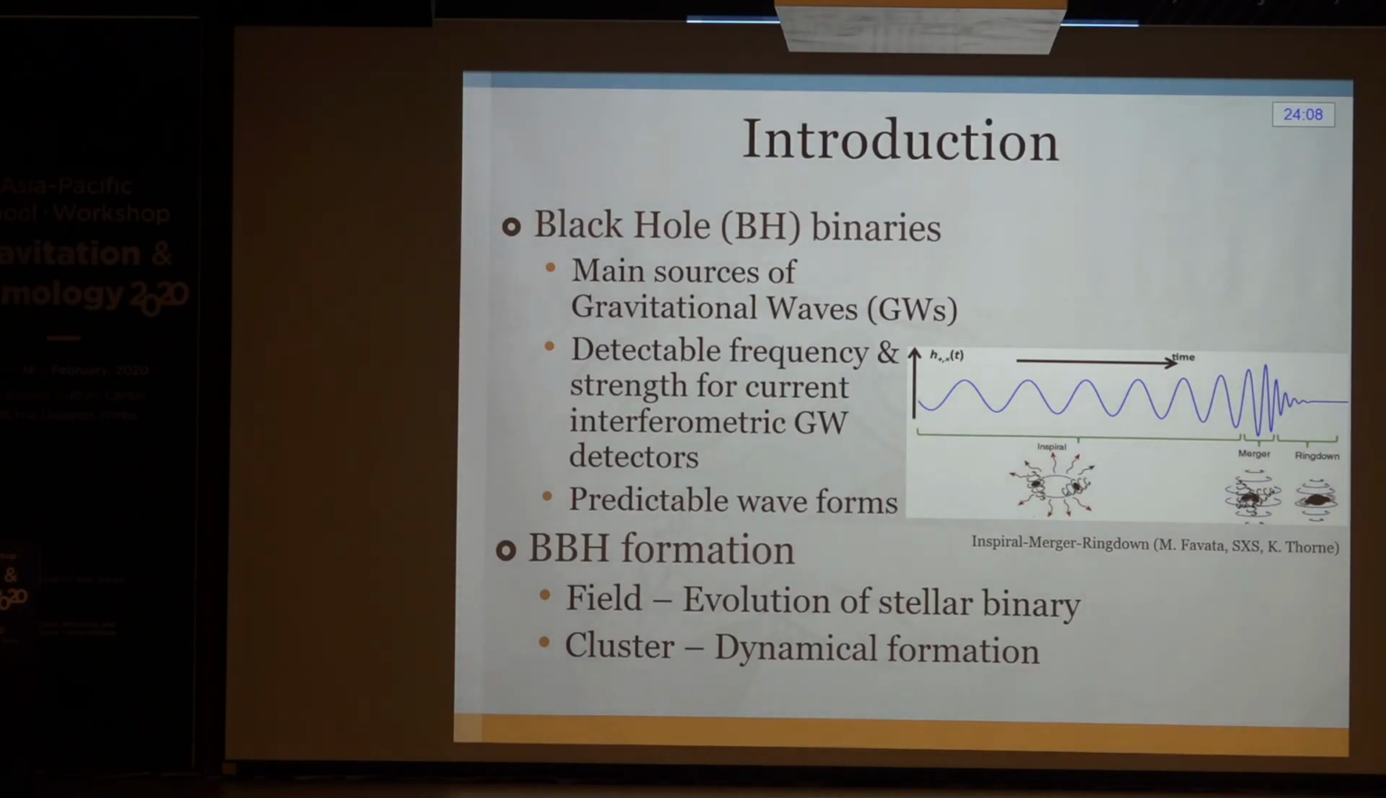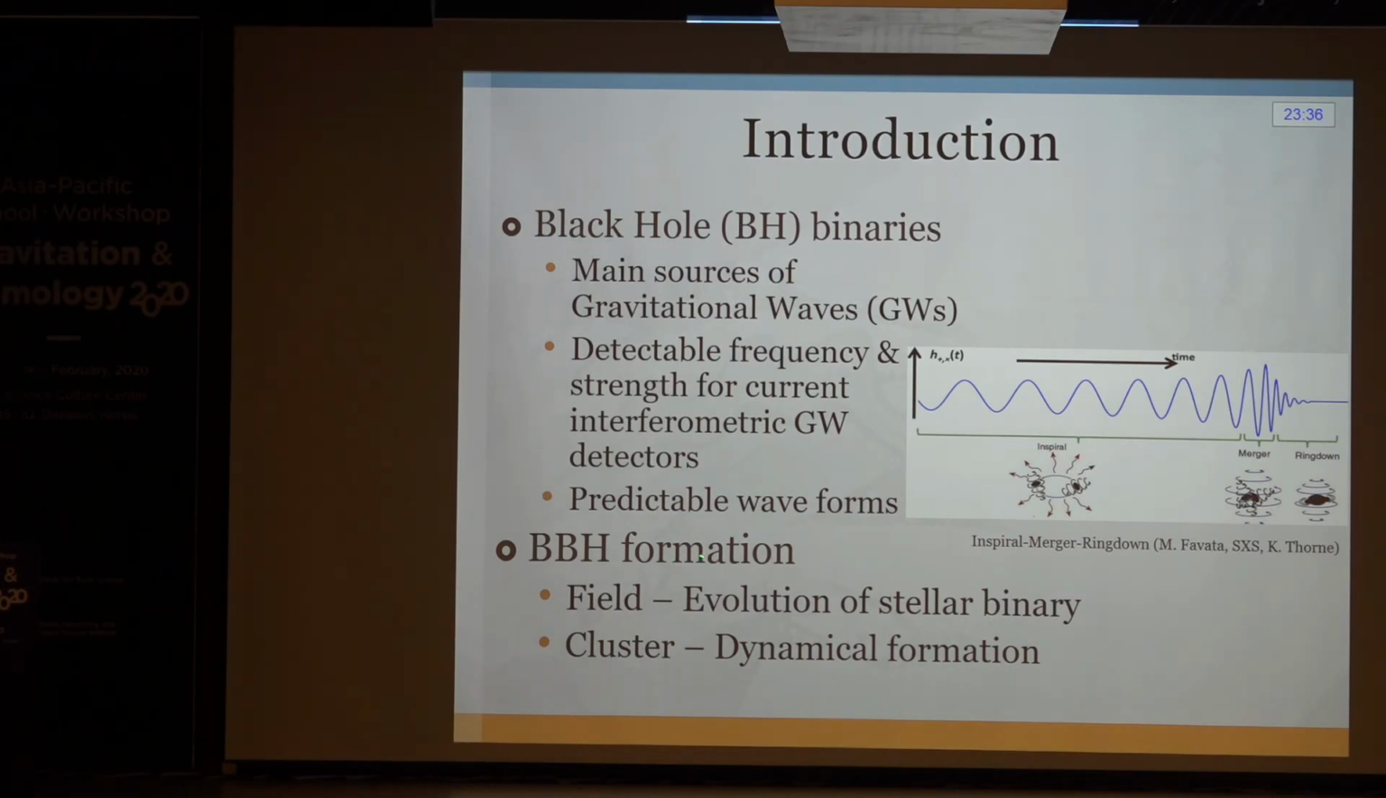As you know, black hole binaries are the main sources of gravitational waves. They have detectable frequency and strength for current interferometric gravitational wave detectors, and they have predictable waveforms. So we can calculate their waveforms by hand or by computer. Their waveforms are divided into three phases: first the inspiral phase, second the merger phase, and third the ringdown phase.